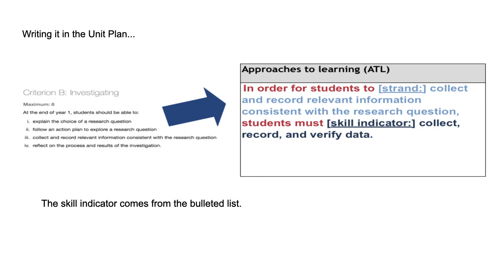So here, in order for students to collect and record relevant information consistent with research questions, that's strand 3B of individuals and societies, the students must, and I found the ATL skill indicator, the bullet, if you would, collect and record and verify data. So you see how those go hand in hand. And that's what you're going to be choosing for your unit. You're going to look at your objective strands and try to match those up with an ATL strand too.